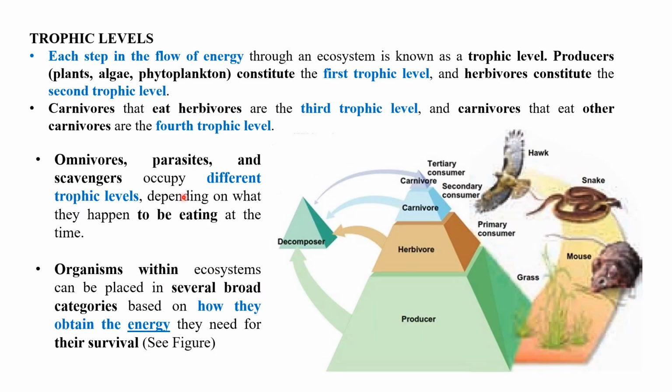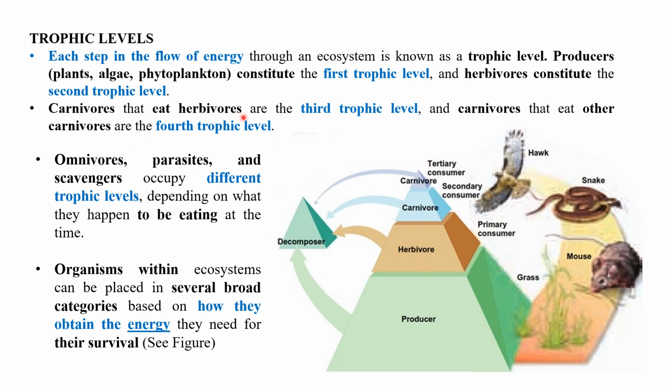Next, we can see what we mean by trophic levels. Each step in the flow of energy through an ecosystem is known as a trophic level. Producers, plants, algae, and phytoplankton constitute the first trophic level. We can also see the figure. These are the producers. This is the first trophic level. See how the energy is flowing from bottom to top. And herbivores constitute the second trophic level.